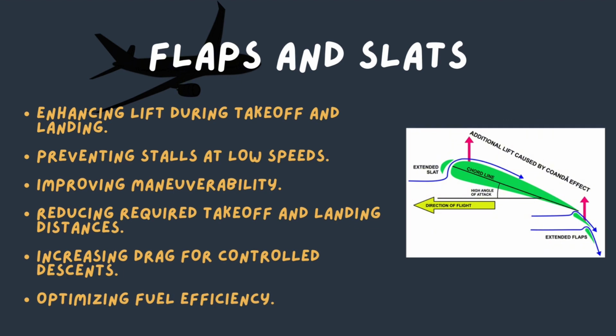Like we can see in the picture, additional lift is caused by the Coanda effect. This is helped by the extended slat and extended flaps. It shows how the air moves to the wings from the chord line at a high angle of attack. This helped improve the maneuverability.